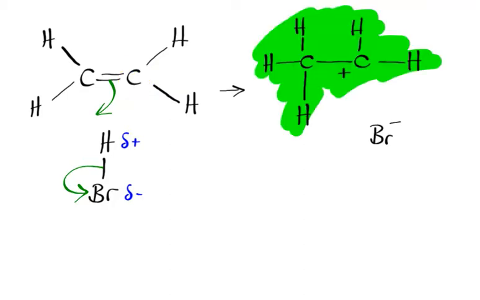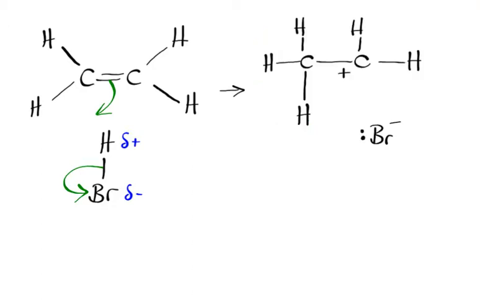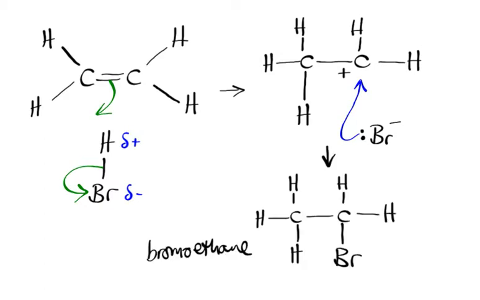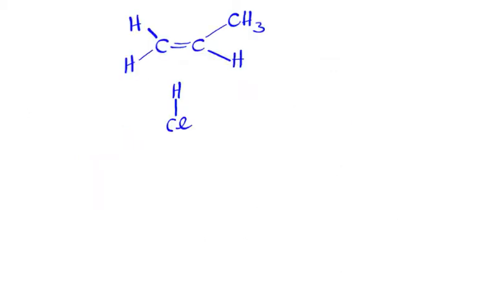This species is the carbocation intermediate, so not very stable, and we'd complete our mechanism by showing the electrons from the bromine forming a bond between the carbon and the bromine, and there's our product from this reaction, bromoethane. Let's consider the mechanism now between propene and hydrogen chloride.